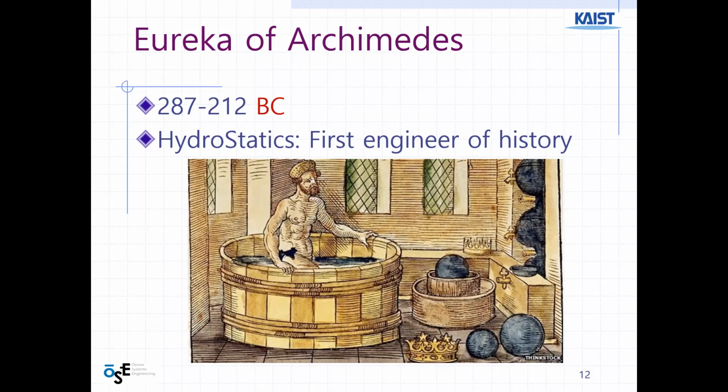So the basic idea was to measure the net volume of the crown. Because the shape is very complicated, it's not easy to measure the volume of the crown. So he used the water level rising. We'll see more on this later about hydrostatics.